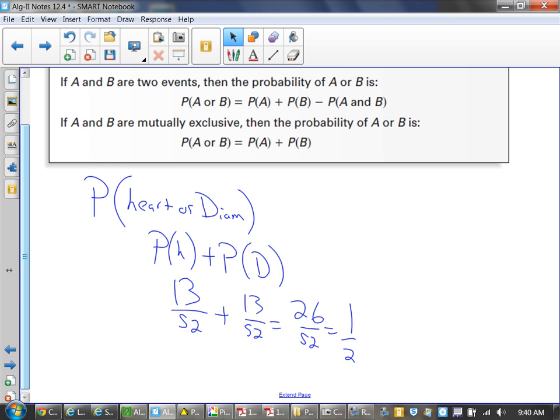True. Okay. But the difference now becomes one that they share together, like heart, diamond, hybrid. Well, technically, you could say probability of getting red. That's true. You could say that.